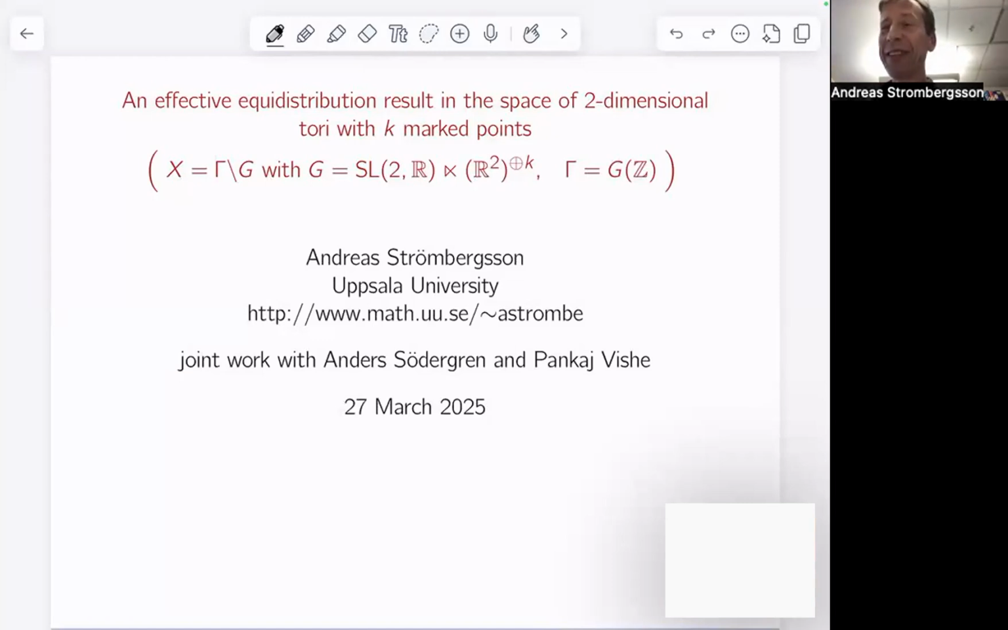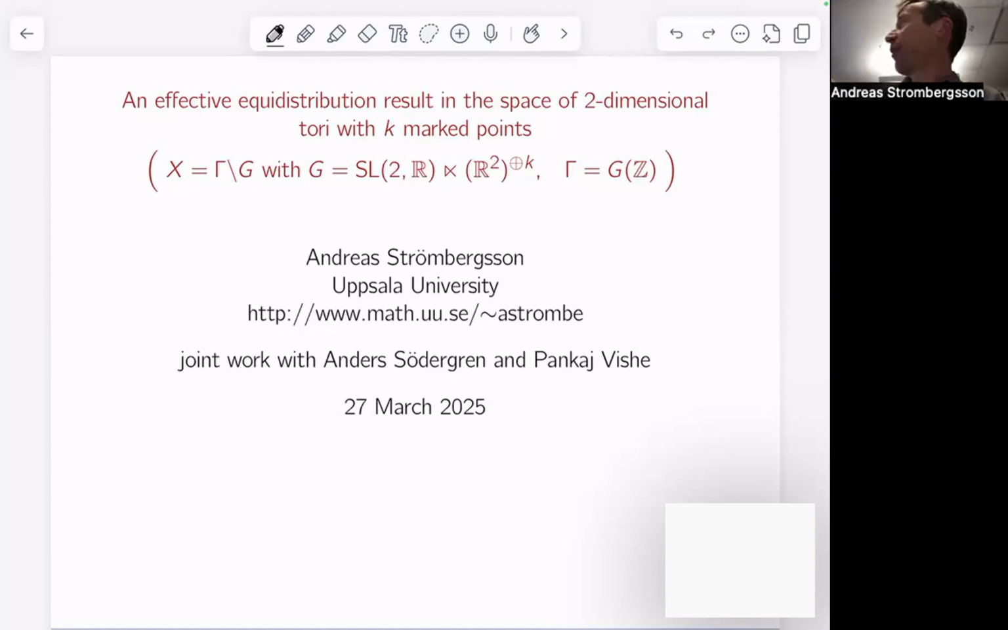So the result that I will describe today is about a result in homogeneous dynamics, about equidistribution of a so-called unipotent flow in a homogeneous manifold. And there is a celebrated and famous result by Marina Ratner from the early 1990s, describing very precisely how the orbits of so-called unipotent flows on homogeneous manifolds equidistribute, and it gives a very precise description of this.